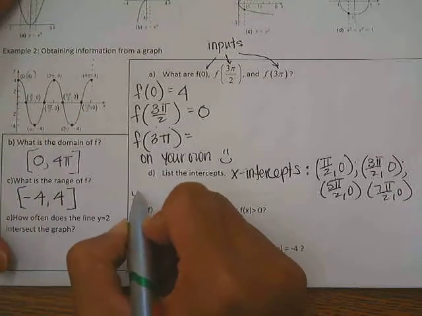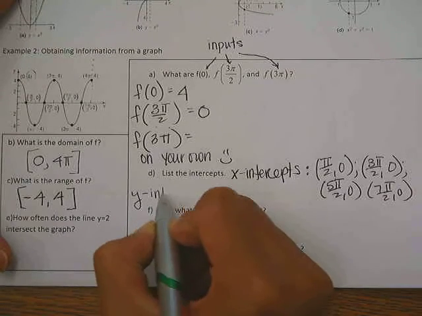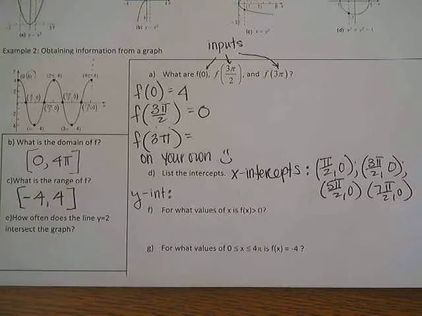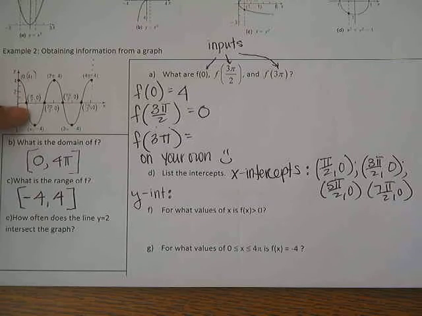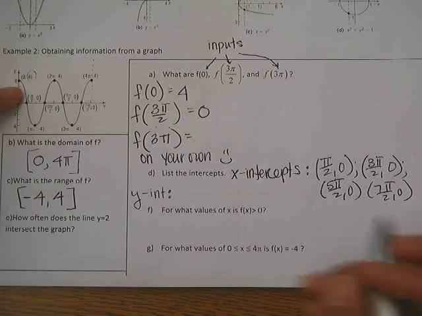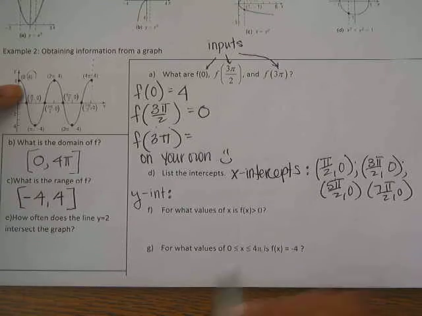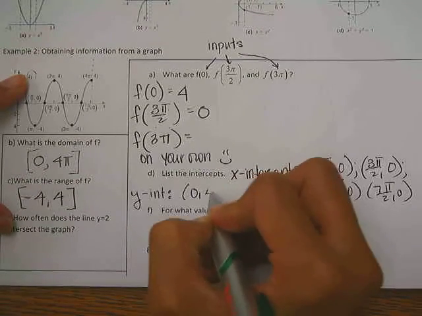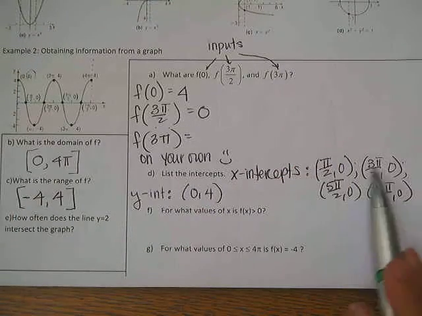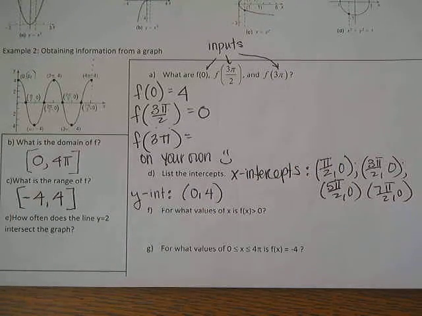Now we also need to list the y-intercept, because it says list the intercepts, which include x and y. The y-intercept means it touches or crosses the y-axis. If you look at the graph, there's only one location where the graph touches the y-axis. It's at 0 comma 4, or aka the y-intercept is when x is 0. So we have a total of 1, 2, 3, 4, 5 intercepts altogether.